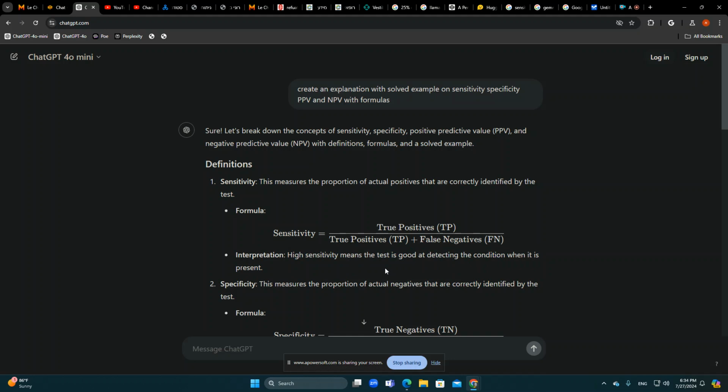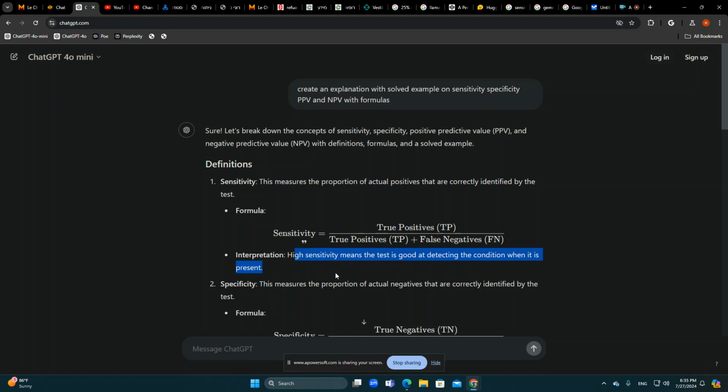Note how I said this. I didn't say that, because it is good at detecting the condition when it is present, if the patient is positive in the test, then probably the patient is positive. No, I didn't say this, because even though high sensitivity means that the test is good at detecting the condition when it is present, it can also detect it when it is not present.